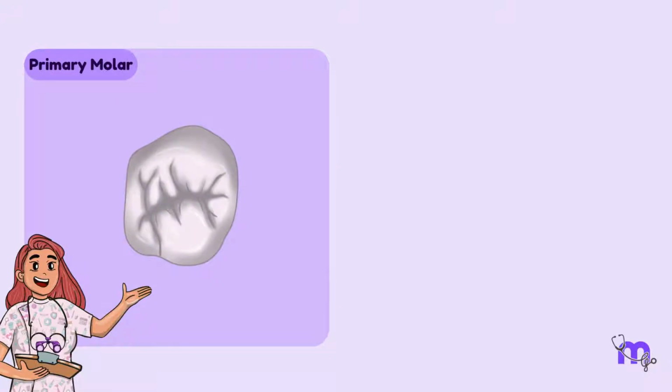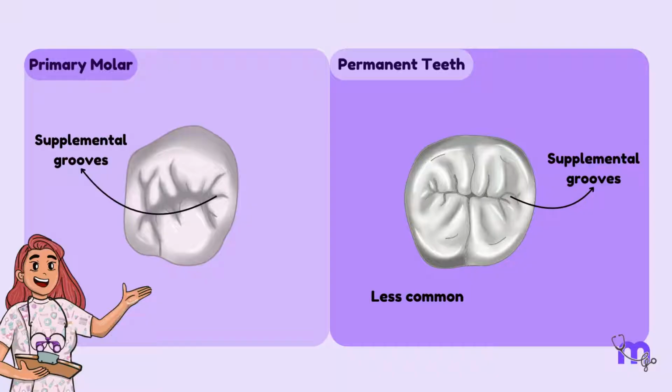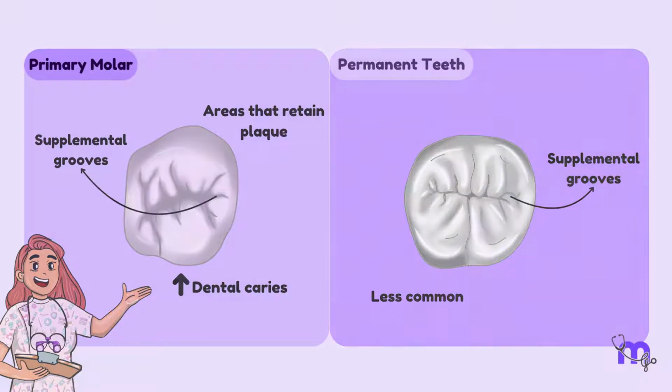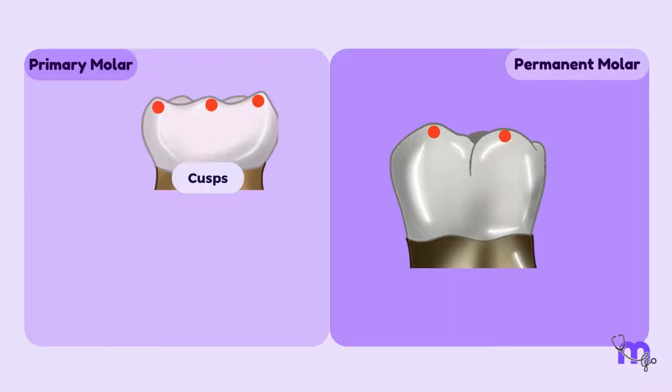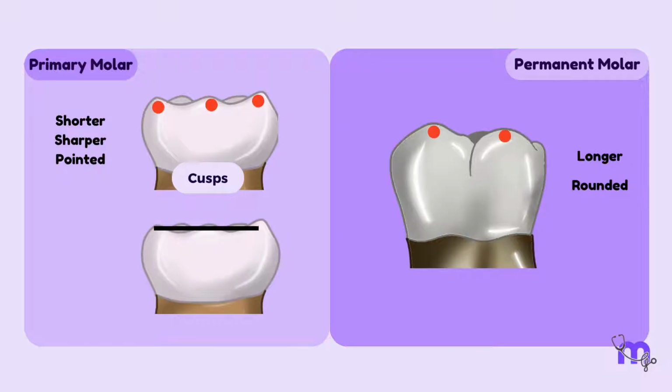In addition to the above differences, Rhea also noticed that the primary molars had many supplemental grooves, unlike the permanent teeth. These grooves act as plaque retentive areas and increase the incidence of dental caries in the primary dentition. Cusps of primary molars were shorter, sharper, and more pointed. These become relatively flat as the teeth undergo physiological attrition during the mixed dentition stage.